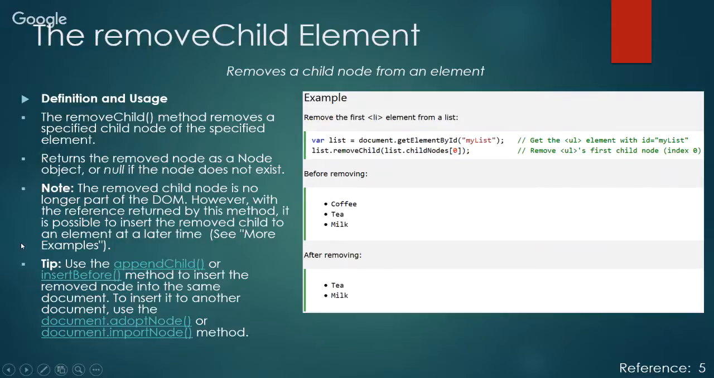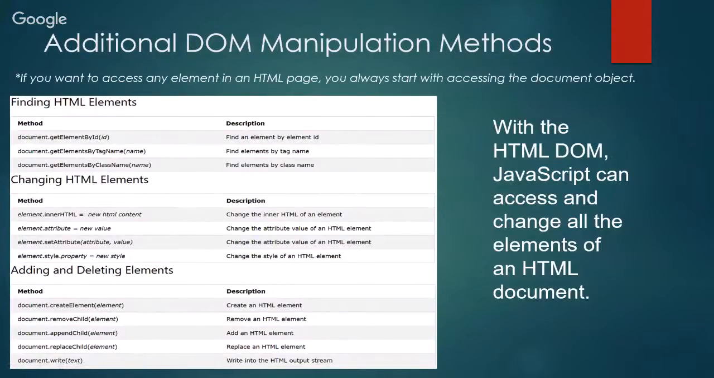Those are just a few basic methods you can use to manipulate HTML elements. Just remember with the HTML DOM, JavaScript can access and change all the elements of an HTML document. So the DOM is basically what we're going to use to change, move, access, find any of the elements within our page. There are a couple other examples here, probably some common ones that we would be using. There are plenty other examples to be found.